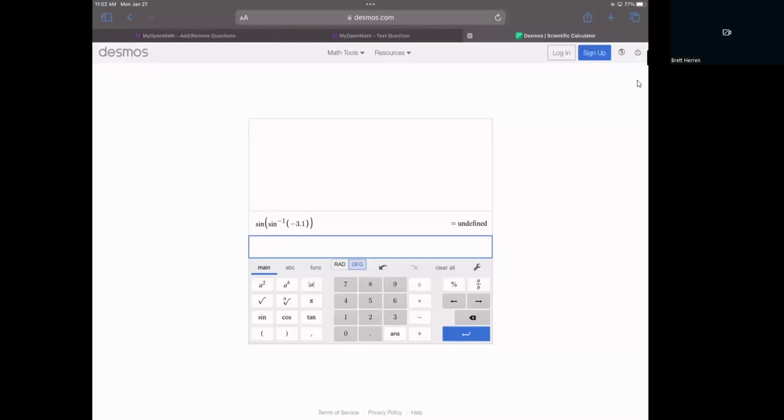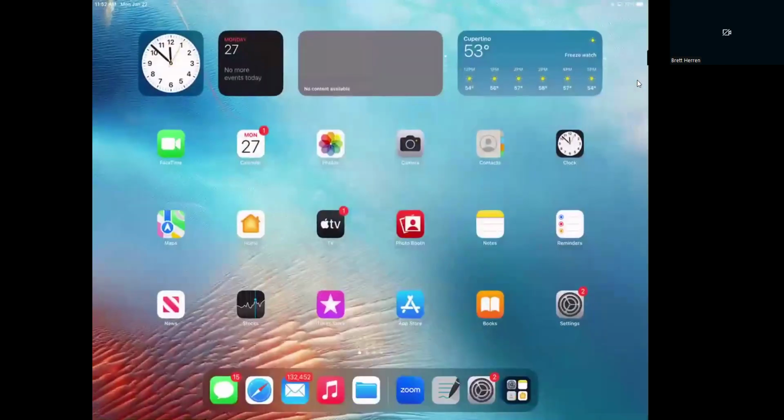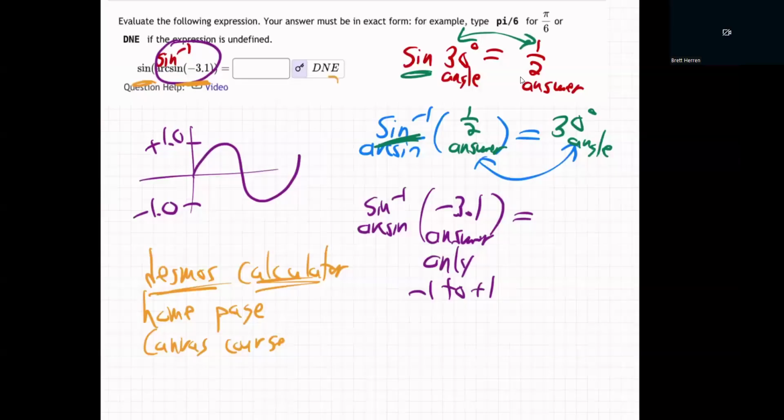See, it says undefined. That's the same thing as does not exist. You can't do it. So you don't have to memorize it. Just go to Desmos. It'll tell you does not exist. It's because you can't put in numbers like that to inverse sine. You can't have answers higher than 1 or lower than negative 1. And so there we go.